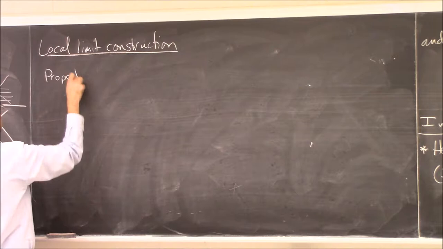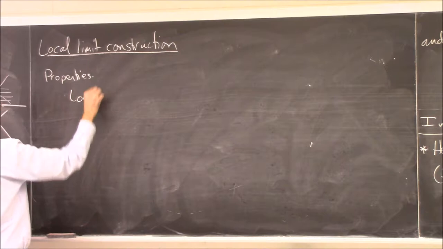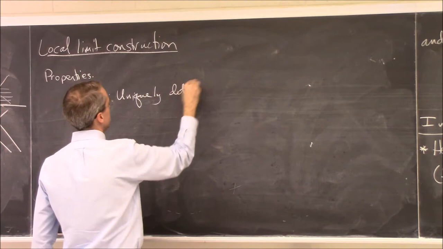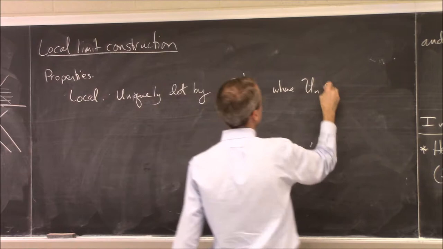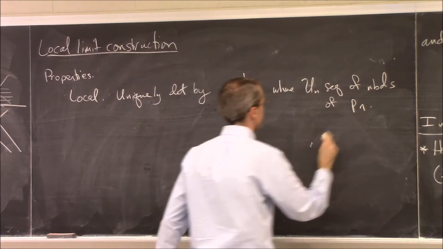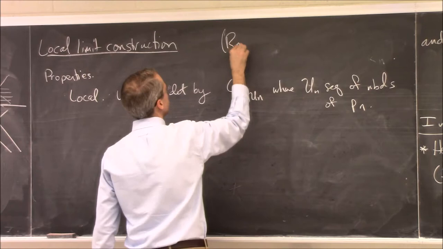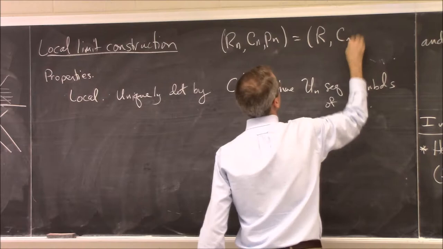The first property would be that it is local. In other words, it's uniquely determined by the sequence of restrictions, Cn restricted to Un, where Un is a sequence of neighborhoods of Pn. In fact, I'm going to make my life a little bit simpler. I'm going to say from now on, Rn, Cn, Pn is actually just going to be R, Cn, P for simplicity.